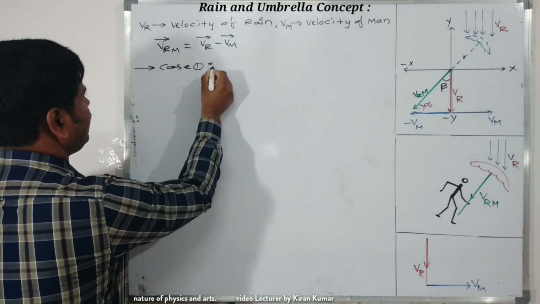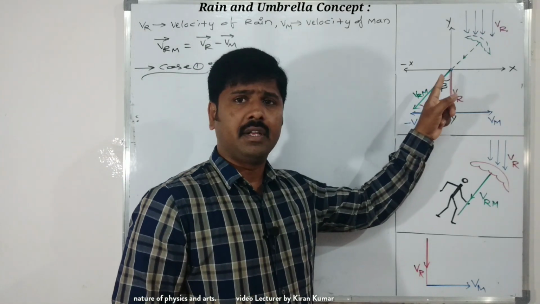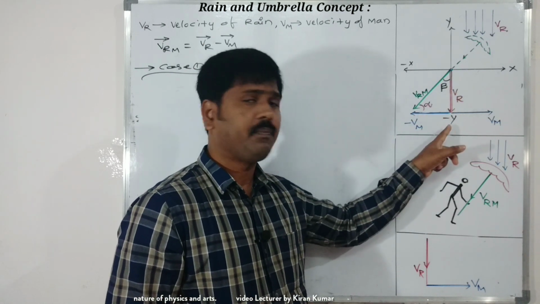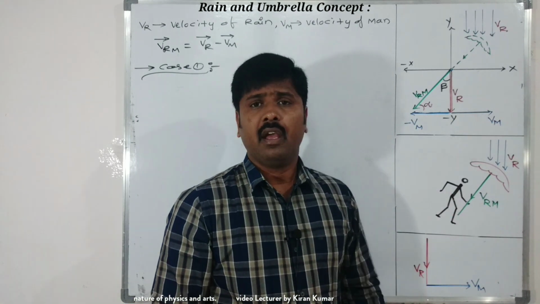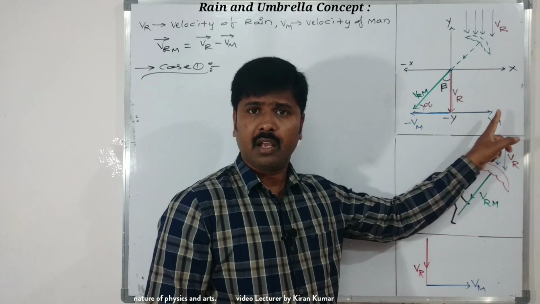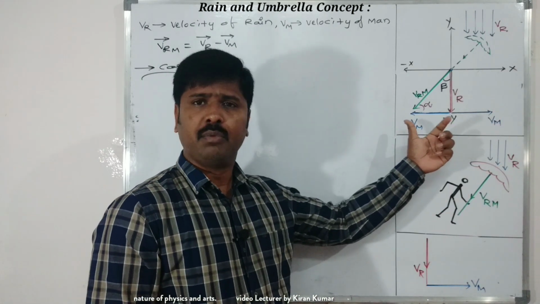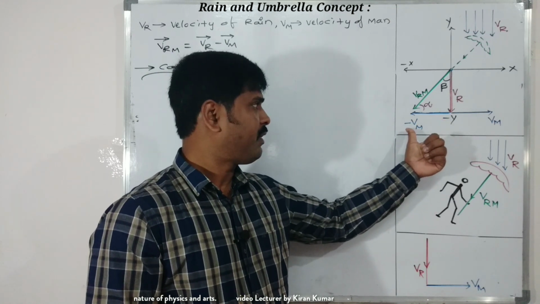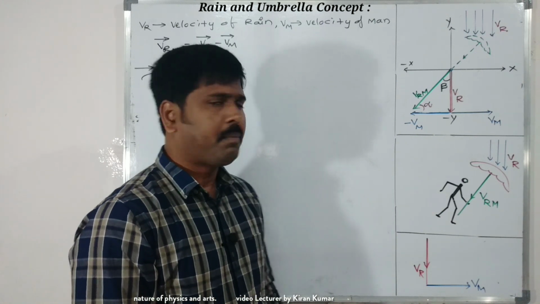In case 1, the rain is falling vertically, that is along the negative y-axis. Rain is falling in the downward direction and the man is moving along the positive x direction. We can consider if the man moves to the left side, that is the negative x-axis, then minus Vm is taken. In numericals we can discuss that kind of problems.